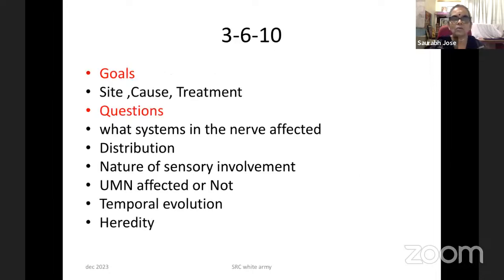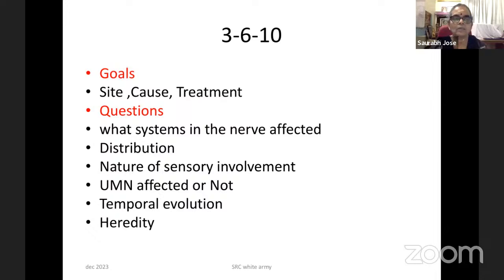What are the 3 goals? We have gone through the symptoms, we have gone through the profile, and we have got the data. Now we know at the end of all this, we put them into compartments. So what is the site? What is the cause? And what is the treatment? All this should be identified with the information that is gathered. That is the goal. That is the number 3. You should know the site, you should know the cause, and you should know the treatment.